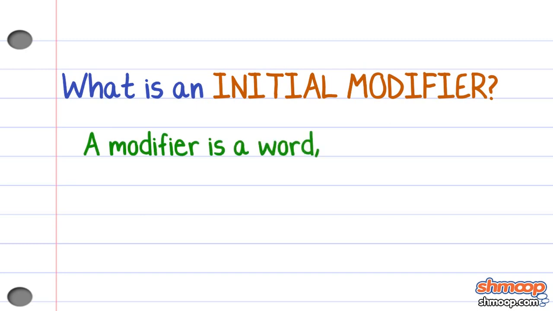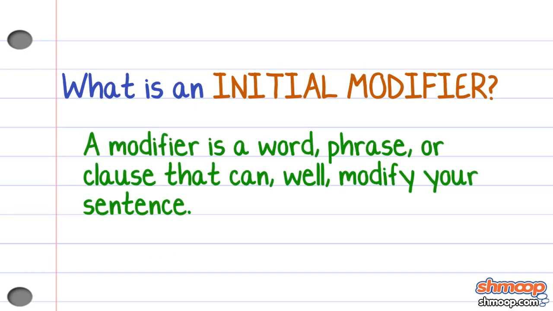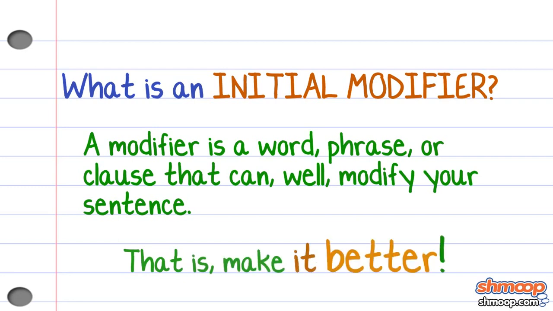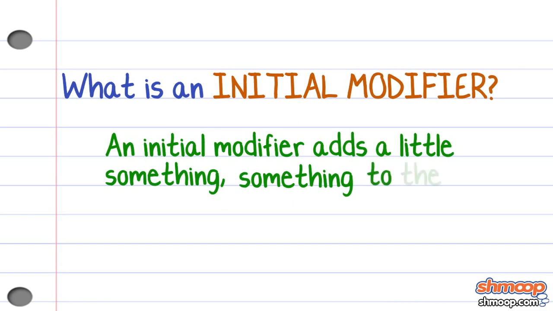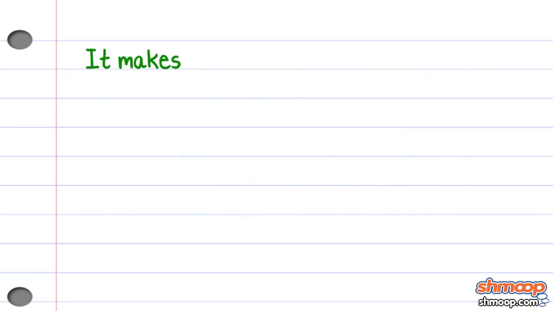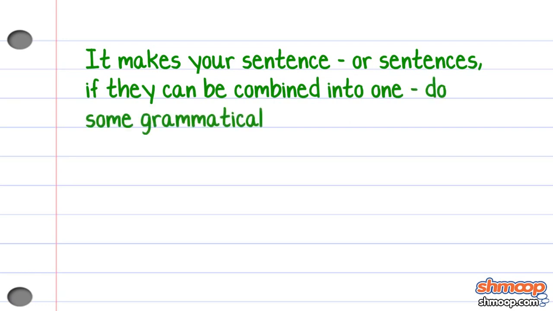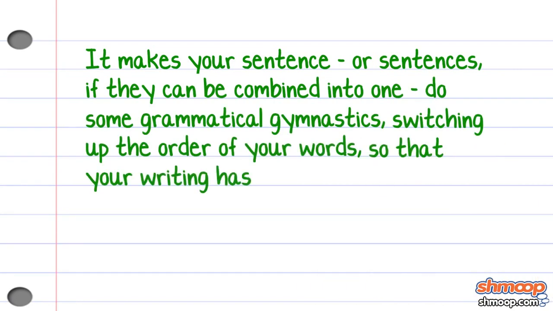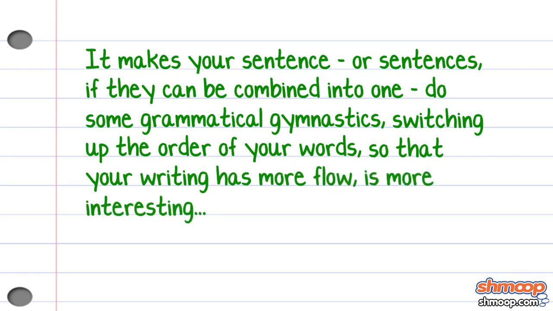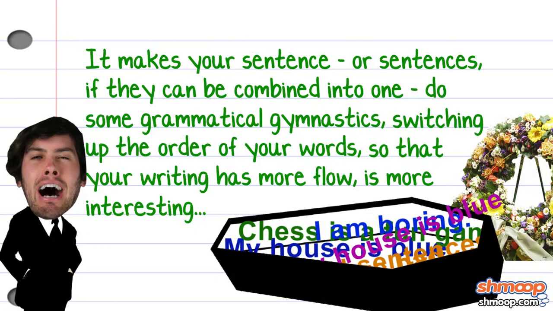A modifier is a word, phrase, or clause that can, well, modify your sentence. That is, make it better. And just like it sounds, an initial modifier adds a little something something to the beginning of your sentence. It makes your sentence, or sentences, if they can be combined into one, do some grammatical gymnastics, switching up the order of your words so that your writing has more flow, is more interesting, and doesn't sound like you're leading your sentences en masse to their deaths.